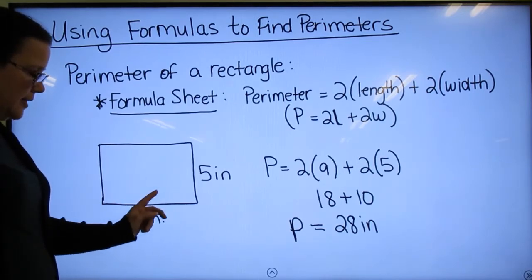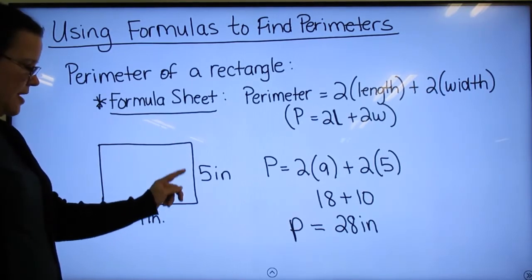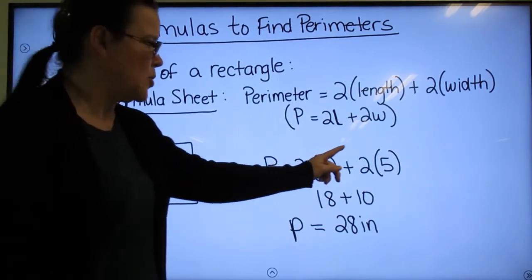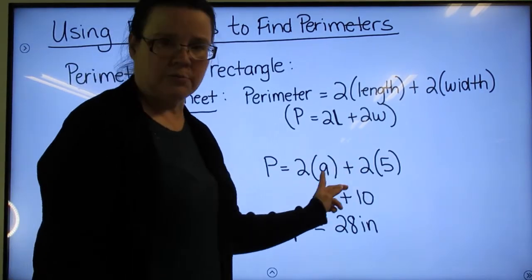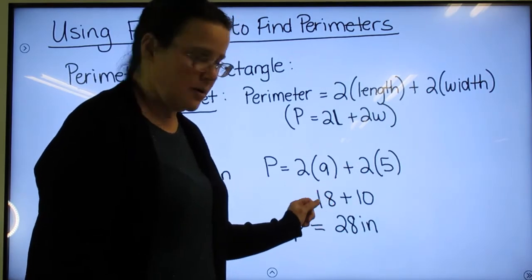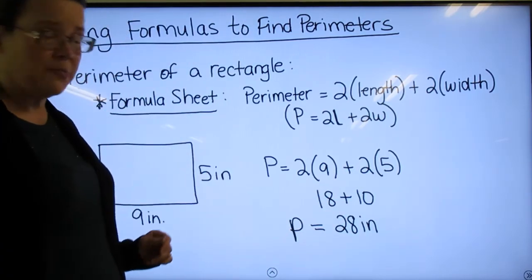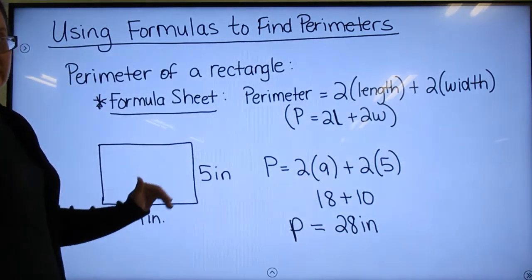9 inches for the length, 5 inches for the width, or 5 inches for the length, 9 inches for the width. I don't think it matters what order you put them in as long as you're multiplying them twice with each number. 18 plus 10 is 28 inches. And that would be that answer. That is how you find the perimeter.